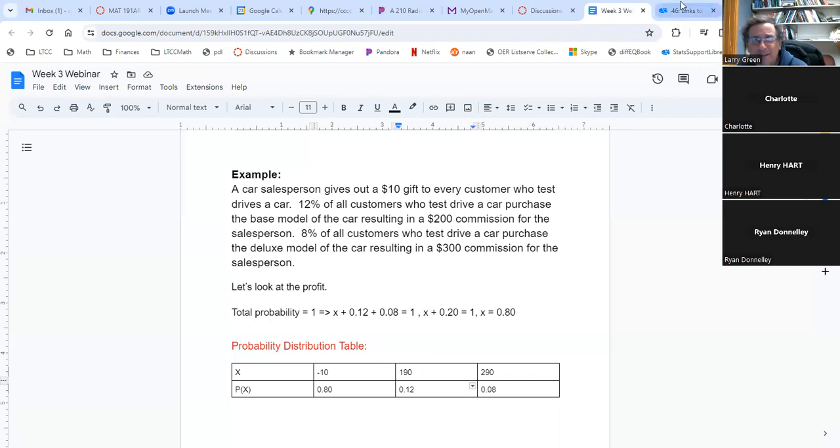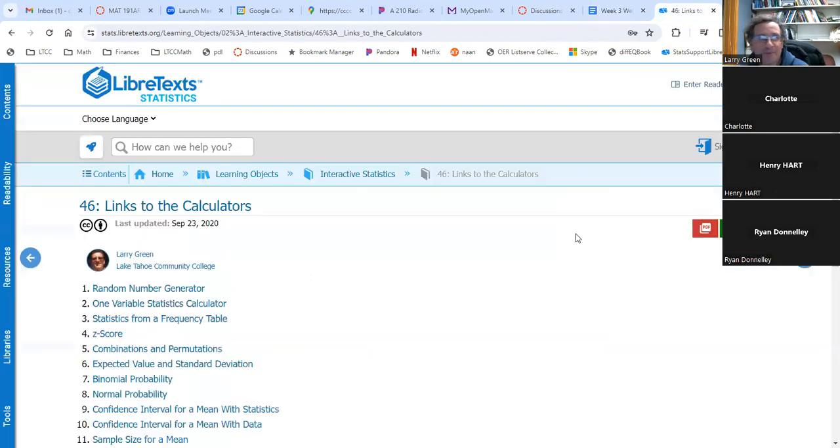Okay, so the next thing we need to do is calculate the expected value and standard deviation. Any guess how we're going to do that? Since we've now done it for a couple weeks, yeah, we're going to go to the calculator. Let's see if you can tell me what calculator we need to go to. Which number? I tried to make it really obvious. I'm not here to trick you. Yeah, the expected value and standard deviation calculator, number 6. So I click on that one.